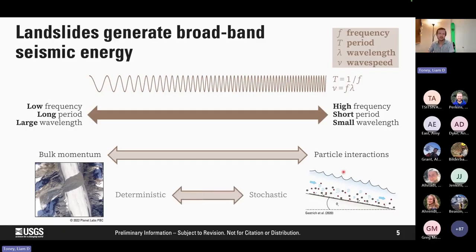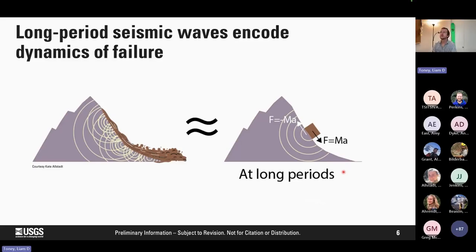And just another way to picture this is, as we move more towards the long periods, this is more of the deterministic aspect of the dynamics. It's governed principally by topography and how the landslide is interacting with it. And then as we move to higher frequencies, it becomes more stochastic. We have these random particle impacts.